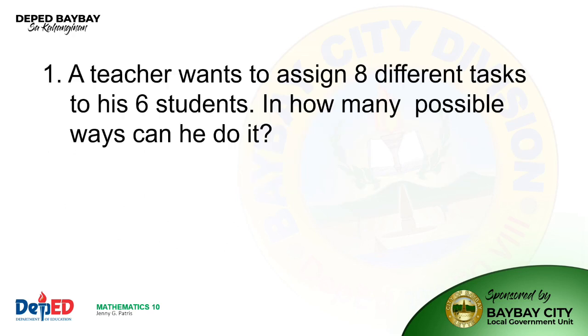Number 1. A teacher wants to assign 8 different tasks to his 6 students. In how many possible ways can he do it? You are given a few seconds to answer. If your answer is 20,160, then you got it right.